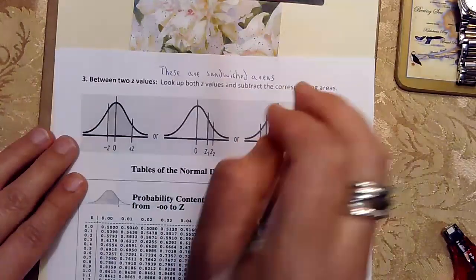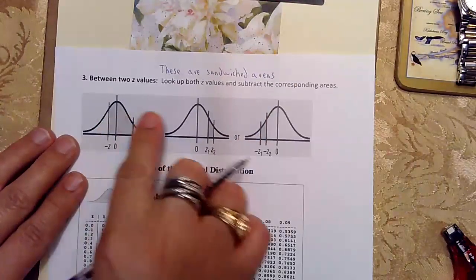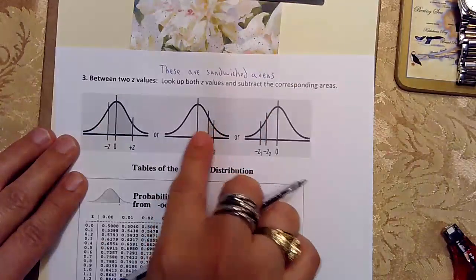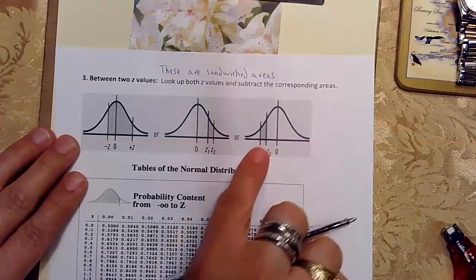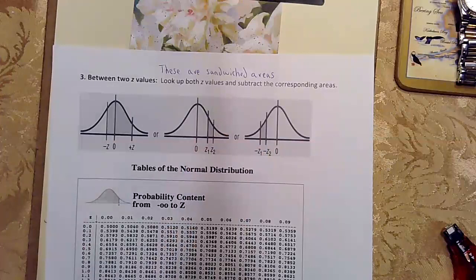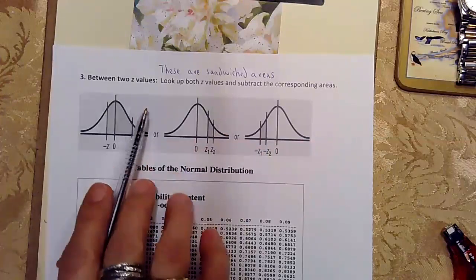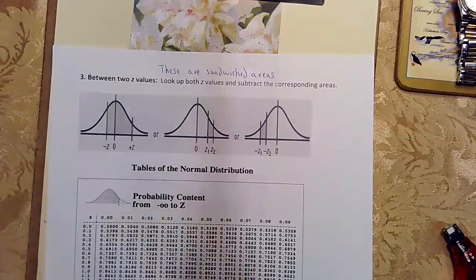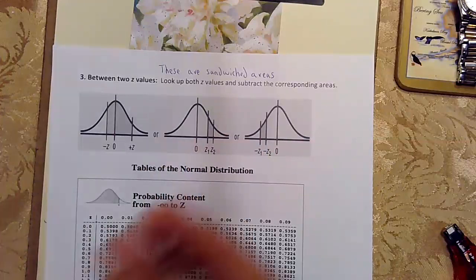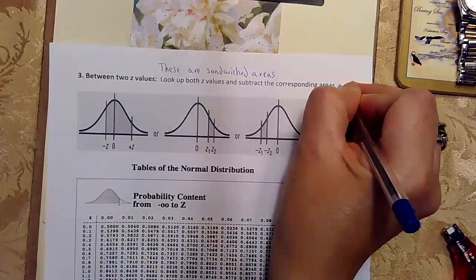They're compound. They're areas that are stuck between 2 z values. They're trapped between 2 z values. So between 2 z values, you look up both z values on your table, and then you want to subtract the corresponding areas. And when you do that, there is an order to that.